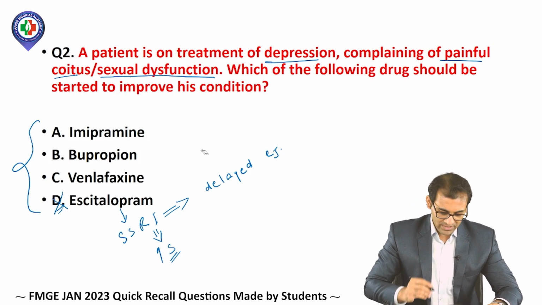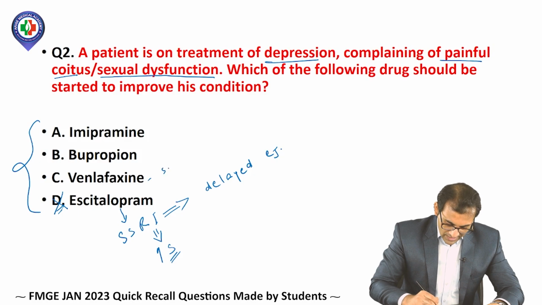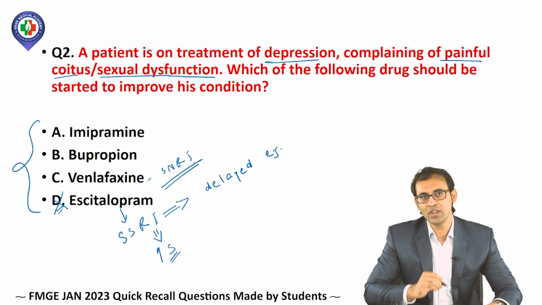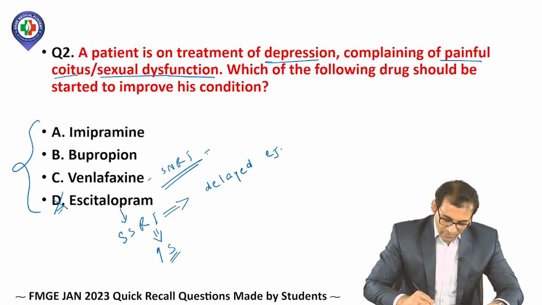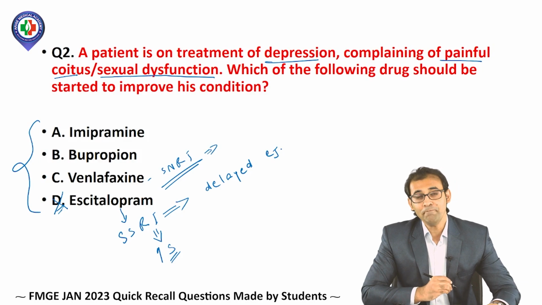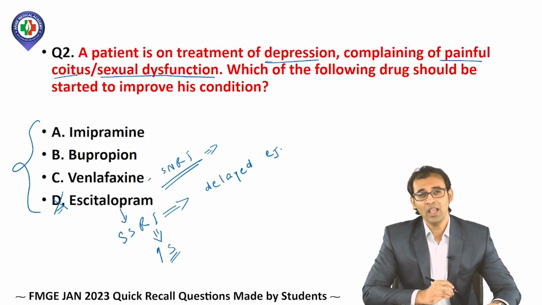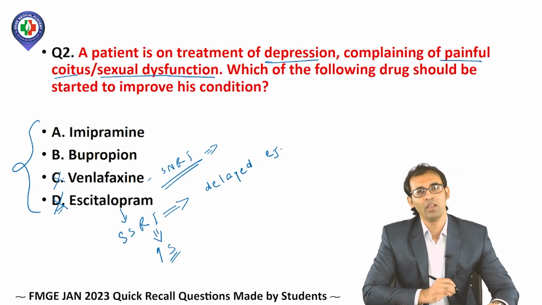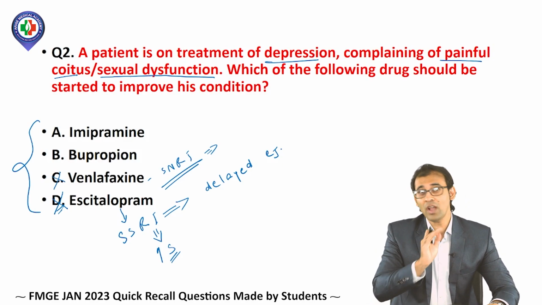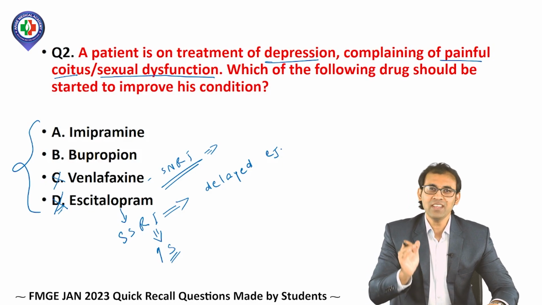And now option C, venlafaxine, which is an SNRI. Here there will be increased levels of serotonin as well as norepinephrine. So here also the side effect is what? Erectile dysfunction, lack of libido, and difficulty in achieving orgasm, right? So this medicine should also be avoided. But the best part about this SNRI is that when the drug is stopped, the patient can get back to normal sexual life.